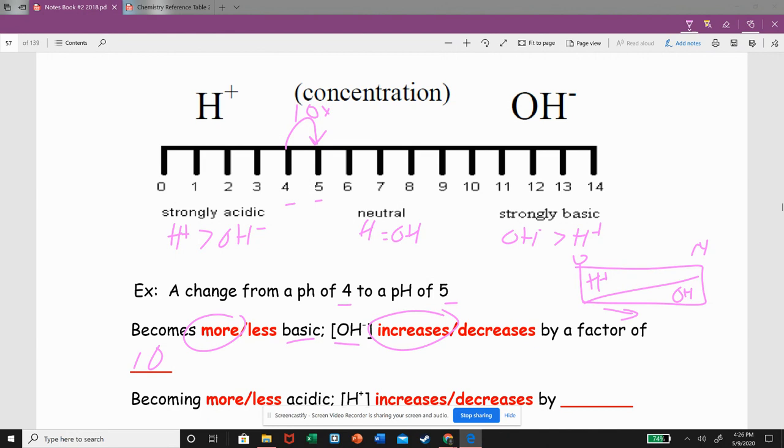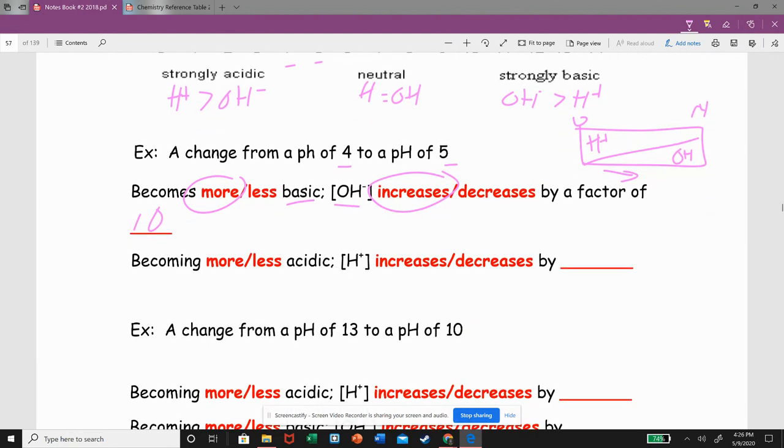So then it is going to be less acidic. And the H plus is decreasing by a factor of 10 from 4 to 5. So from 4 to 5, it's getting more basic. H plus decreases, OH minus increases by a factor of 10 because I went from 4 to 5, which is just 1 hop. 1 multiple of 10 is 10.